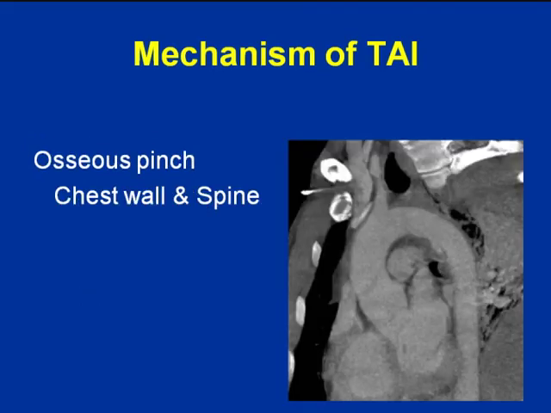Other articles have reported a mechanism referred to as osseous pinch. And if you look at this curved reformat candy cane view of the aorta, you do see a disruption at the level of the isthmus, but also notice there's a fracture, and some people believe that this is compression or pinch between the anterior osseous structures and the posterior osseous structures that result in traumatic aortic injury.